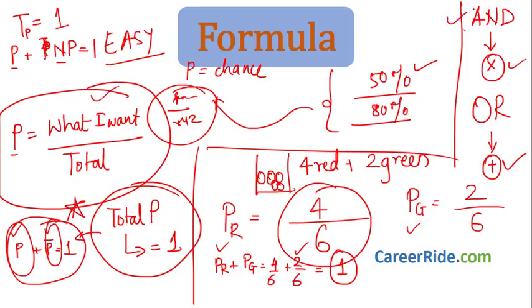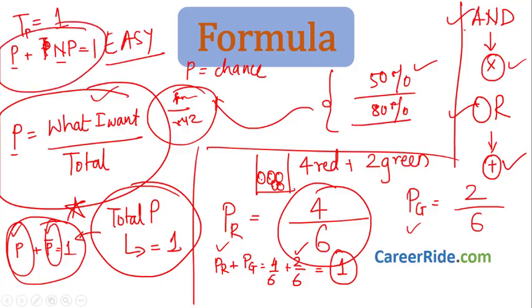Whenever there is "and", we multiply. Whenever there is "or", we add, right? And total probability is always 1. It cannot be greater than 1. And the probability of an event happening plus the probability that the event does not happen is always equal to 1, right? See how easy it is.